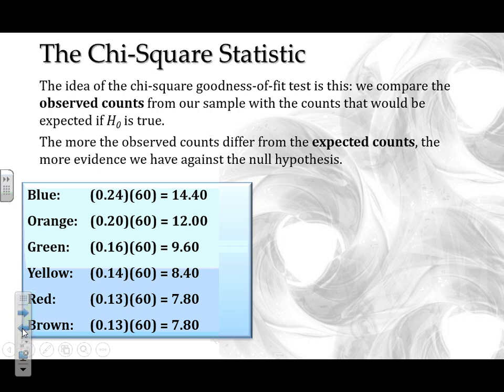For orange, we should expect to see those 20% of the time, so 60 times 0.2, we should expect to see 12 orange candies in our bag. And then so on. We work each color out according to the stated distribution proportion. Okay? Now, notice when I calculate these expected values, I get 14.4, 9.6, 7.8. Okay? Is it okay to get decimals here?